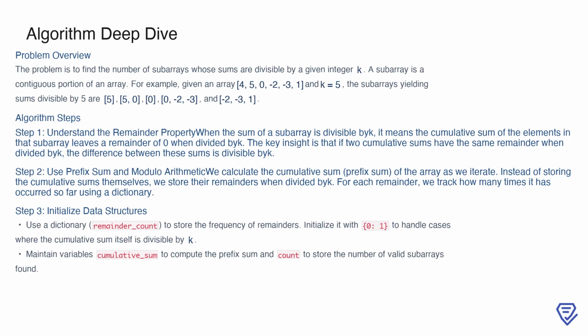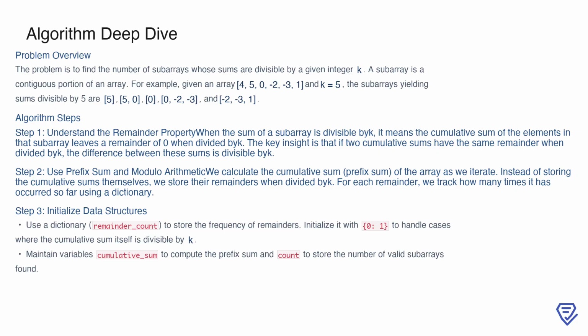The key to solving this efficiently is to recognize that if the sum of a subarray is divisible by k, then the cumulative sum of the elements up to that point must leave a remainder of 0 when divided by k. Furthermore, if two cumulative sums produce the same remainder when divided by k, their difference must also be divisible by k. Using this insight, we can leverage prefix sums and modulo arithmetic to determine these remainders as we iterate through the array. Instead of storing the cumulative sums directly, we store their remainders modulo k and track how often each remainder appears using a dictionary.